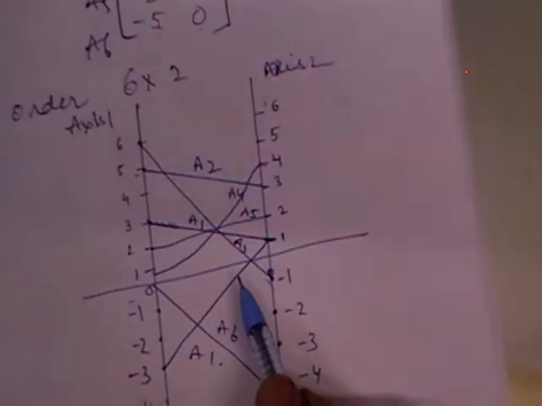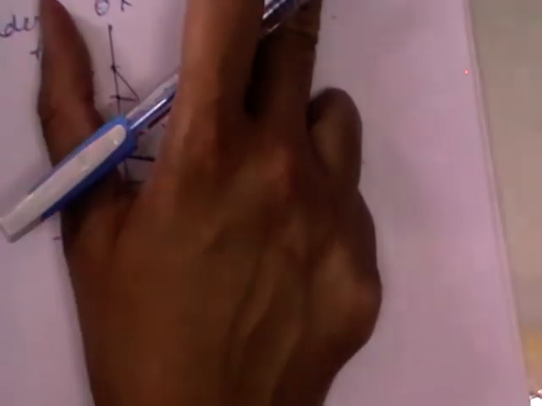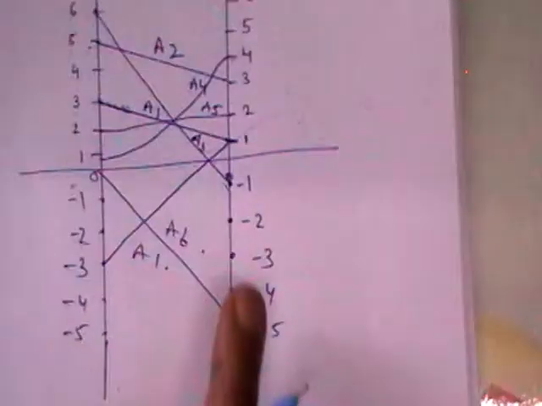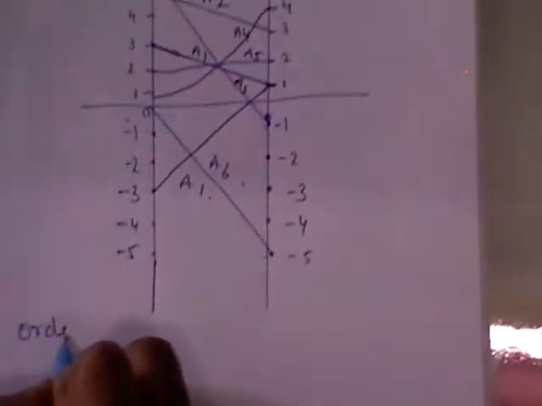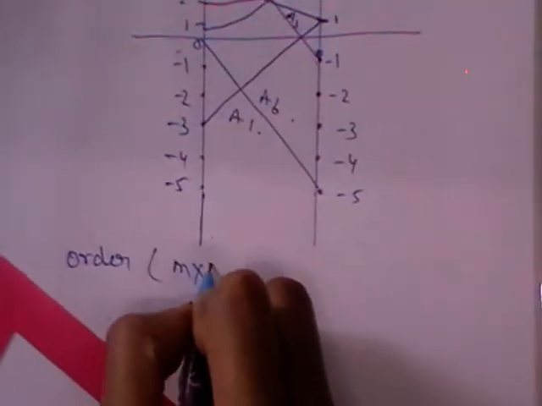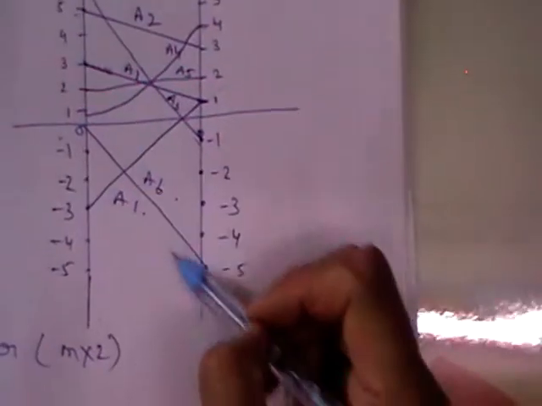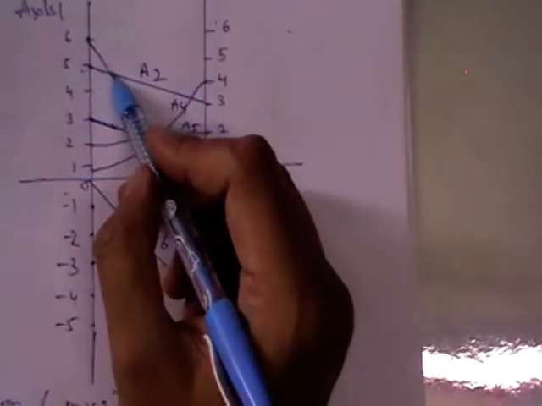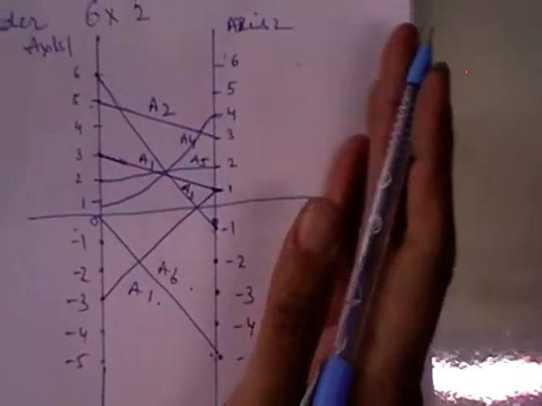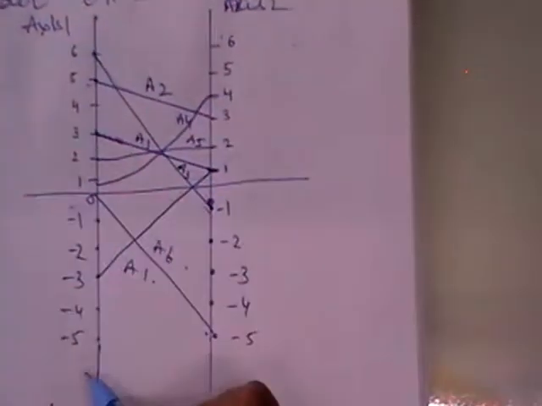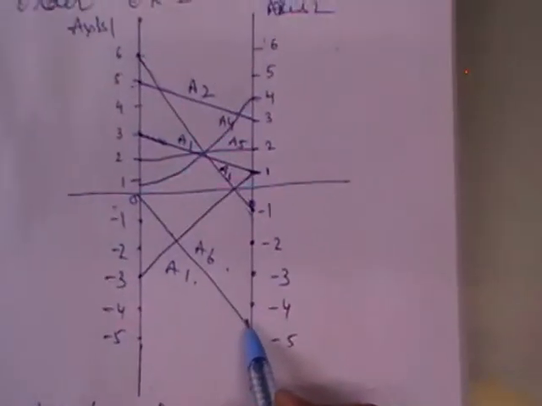Now as it is of order m by 2, what is the order of the given one? It is in the form of m by 2. In the previous one, if it was n by 2, you considered the lower envelope. Here we are going to consider the upper envelope. In the previous one, you considered the lower envelope with the highest value.